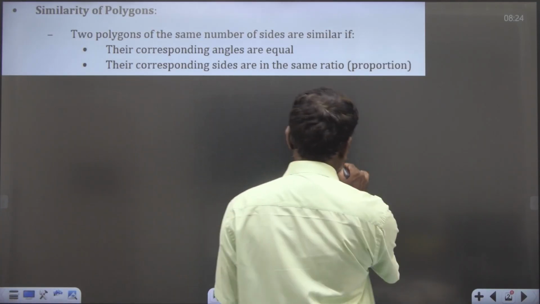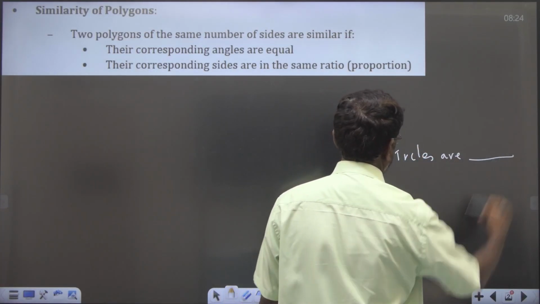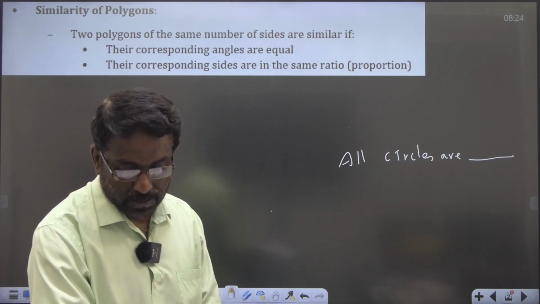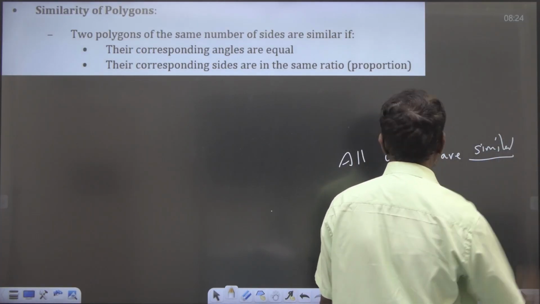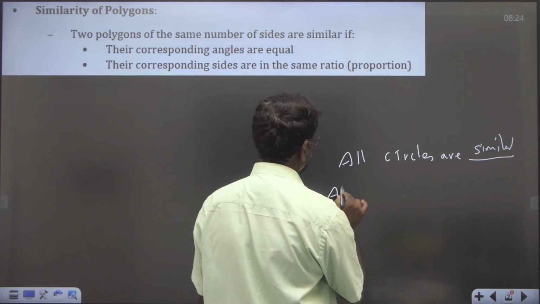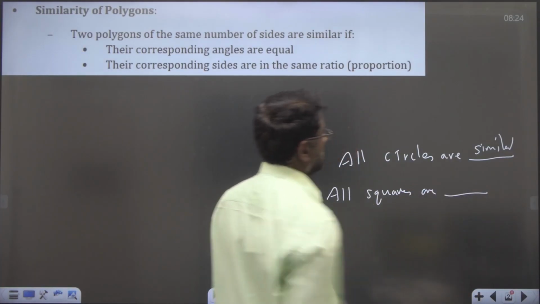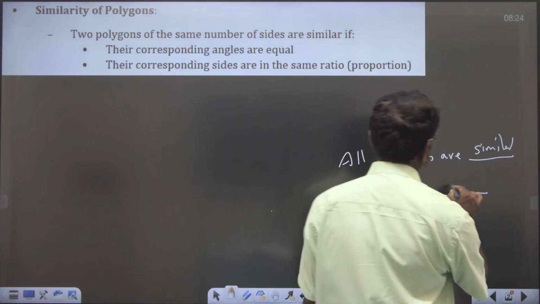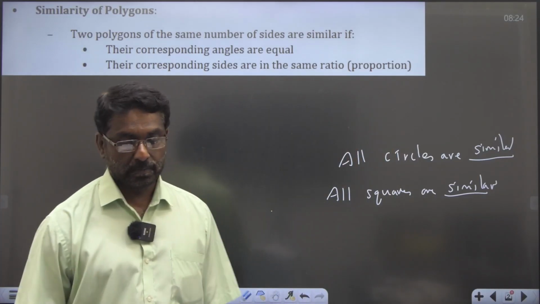All circles are dash, in brackets similar, congruent. What is the answer? All circles are similar. All squares are dash, in brackets similar, congruent. All squares are similar.